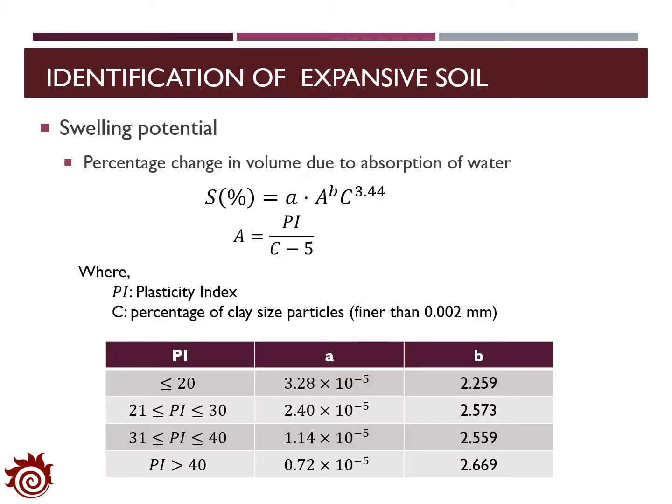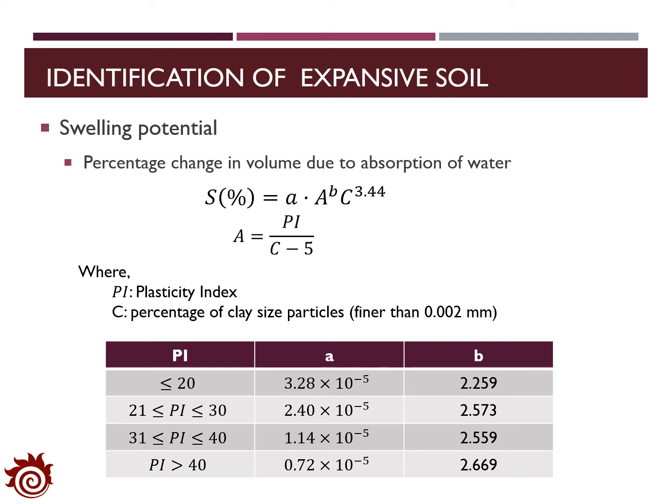Usually, we introduce a swelling potential to identify expansive soil. The swelling potential is determined as a percentage change in volume due to absorption of water. The equation here shows the method for us to estimate the swelling potential. It's actually a function of two variables, capital A and capital C. Capital A is a function of the plasticity index and the percentage of the clay-sized particle, and capital C is just the percentage of the clay-sized particle, which represents particles with a size smaller than 0.002 millimeters.